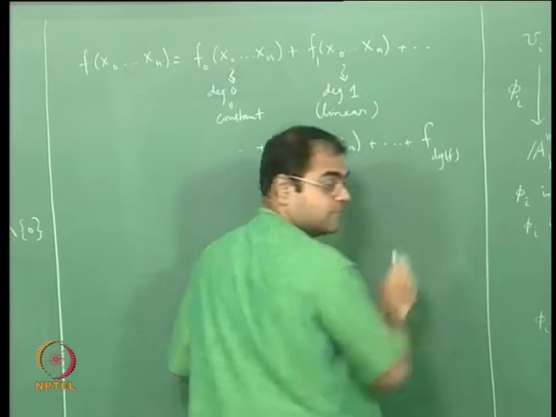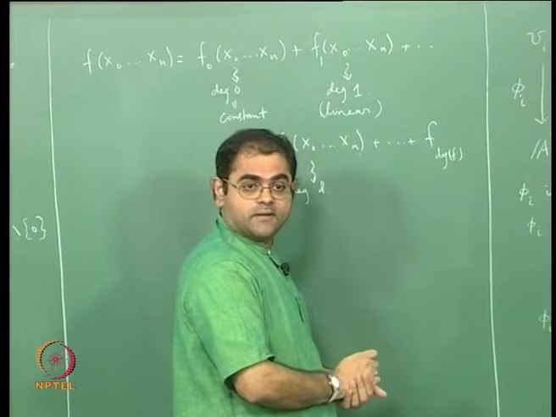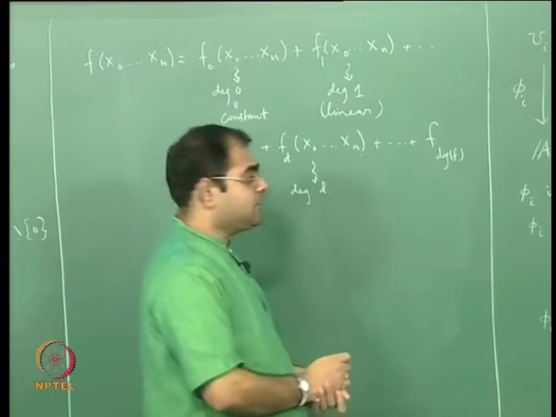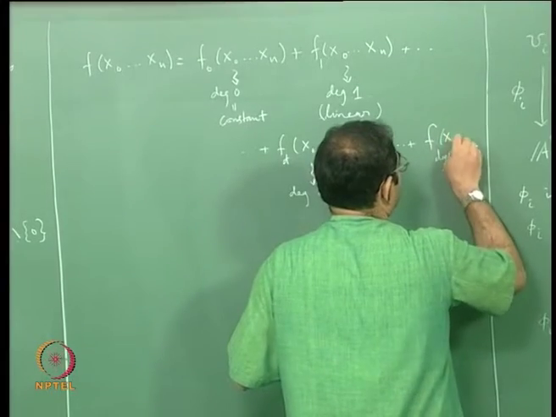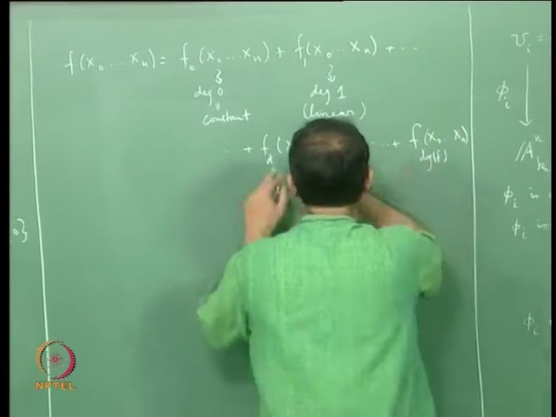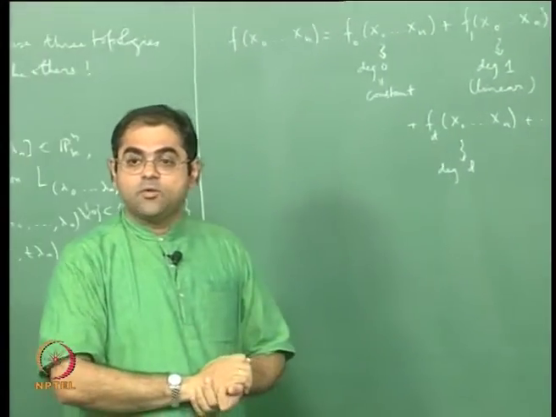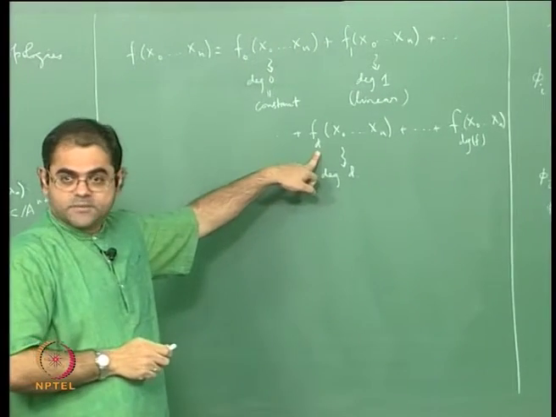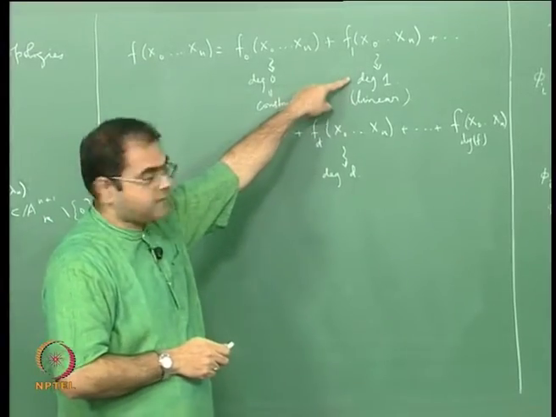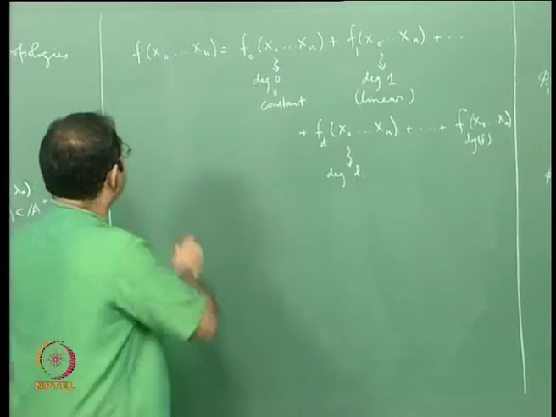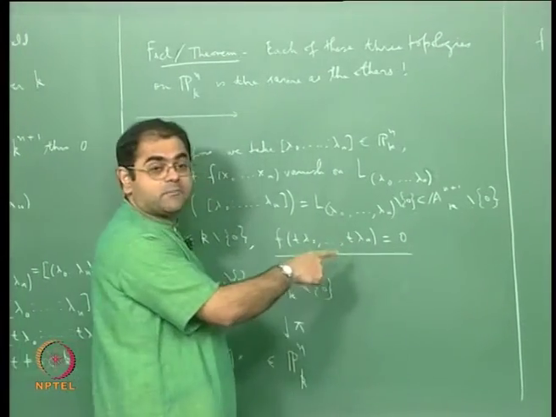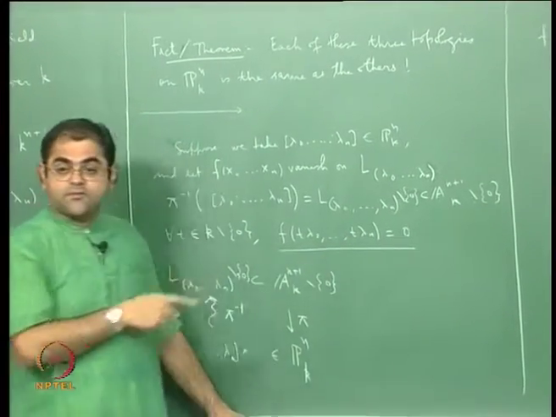This is the highest degree of the polynomial, the degree of the highest weight monomials that occur. The point is that each of these is homogeneous of a corresponding degree. So fd is homogeneous of degree d, f1 is linear, homogeneous of degree 1. Now let's look at this condition: f of t lambda naught through t lambda n is 0 for every t non-zero.